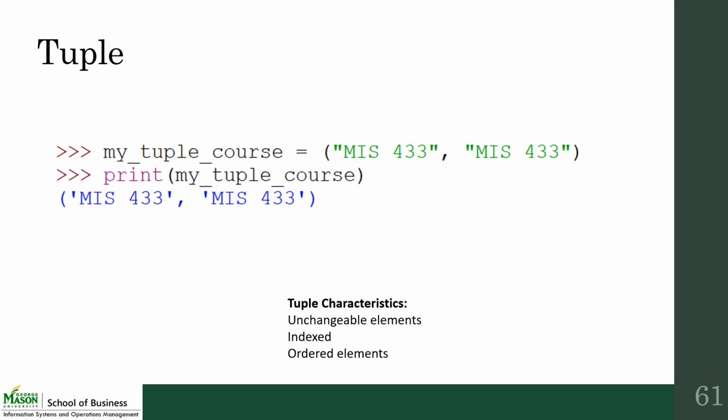A tuple is another object type that can store a sequence of elements. It is defined by using a set of parentheses. The values stored inside a tuple cannot be modified.